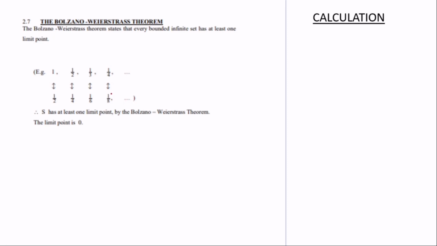So the limit point, 1/2, 1/8, so 1 over maybe 1,000, you're going to approach 0. It means that the limit point is now what? 0. X has at least one limit point by the Bolzano theorem. The limit point is 0 because it's approaching 0.